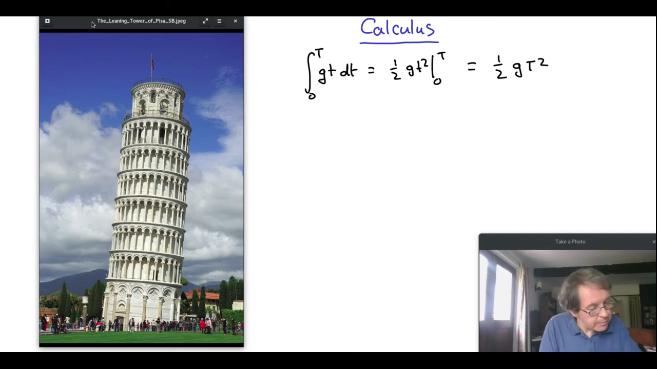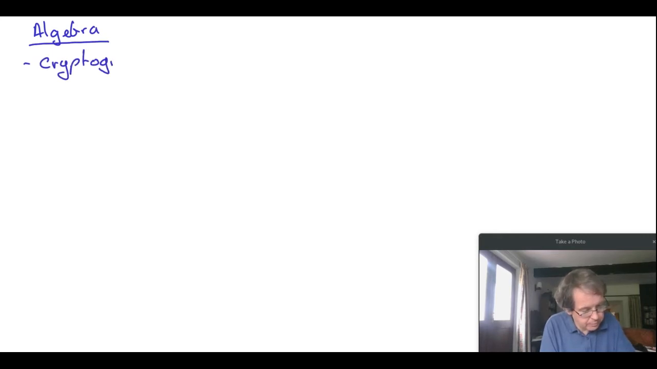So for algebra, the course starts with cryptography. Students first meet matrices, 2x2 matrices, not over the integers or over the reals, but they first meet them over the integers modulo some number, so clock arithmetic.